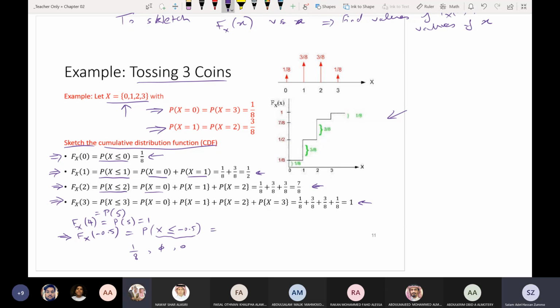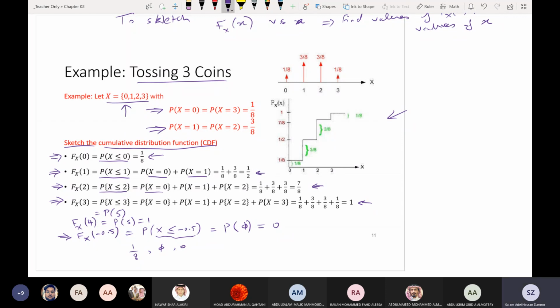What is this corresponding? 0. No, the probability is 0. What is the corresponding event? The empty set, exactly, thank you. So X simply cannot be less than minus 0.5, and hence it is equal to the probability of the empty set, which is 0. Okay?